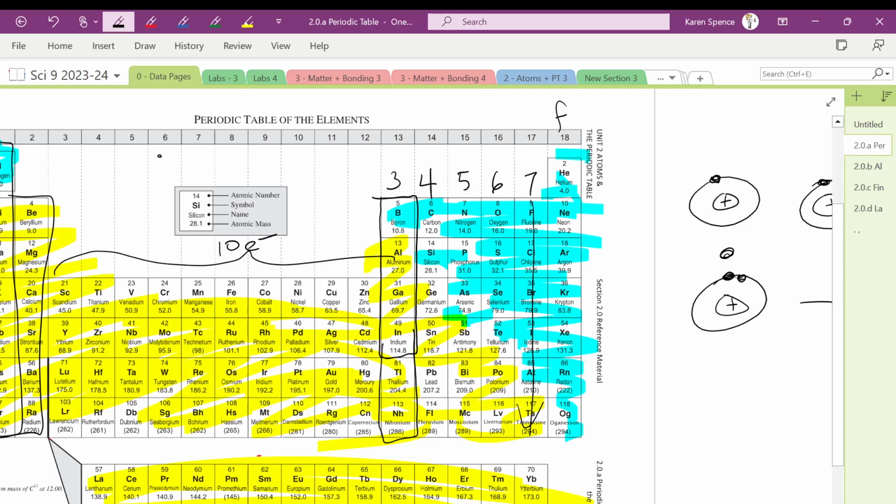What groups are? Sorry, I'm just not hearing you. Oh, the lanthanides, they don't actually have group numbers. Or sometimes they're called like 3A, 3B, I don't know.